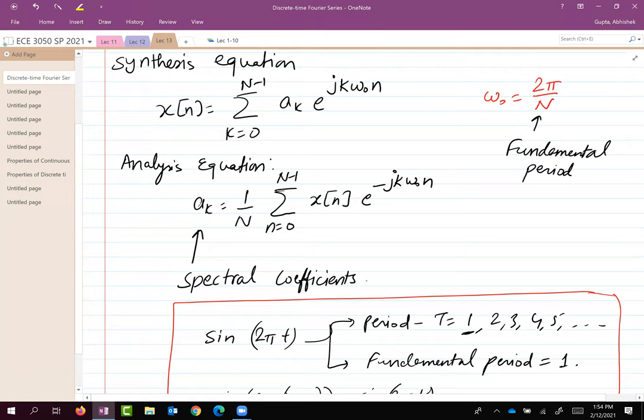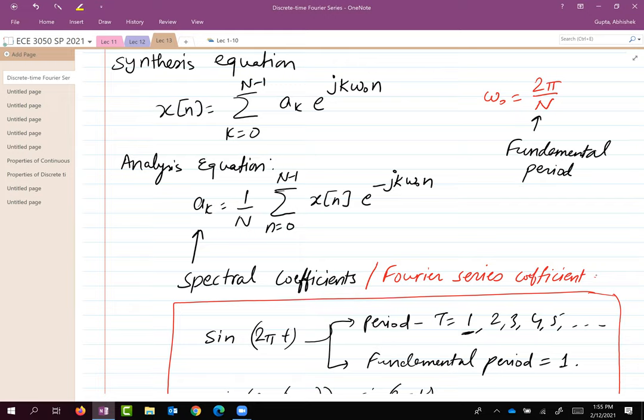Okay, so the a_k are called spectral coefficients or Fourier series coefficients. So this is the synthesis equation. It allows you to recover the original signal if you know the Fourier series coefficients and the omega naught, which comes from the fundamental period of the signal. And the analysis equation allows you to compute the spectral coefficients if you are given a periodic signal with a given fundamental period capital N.